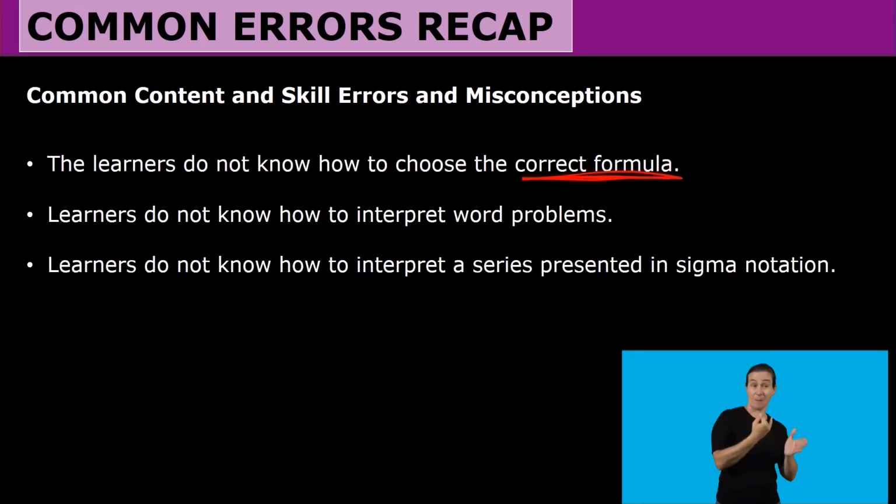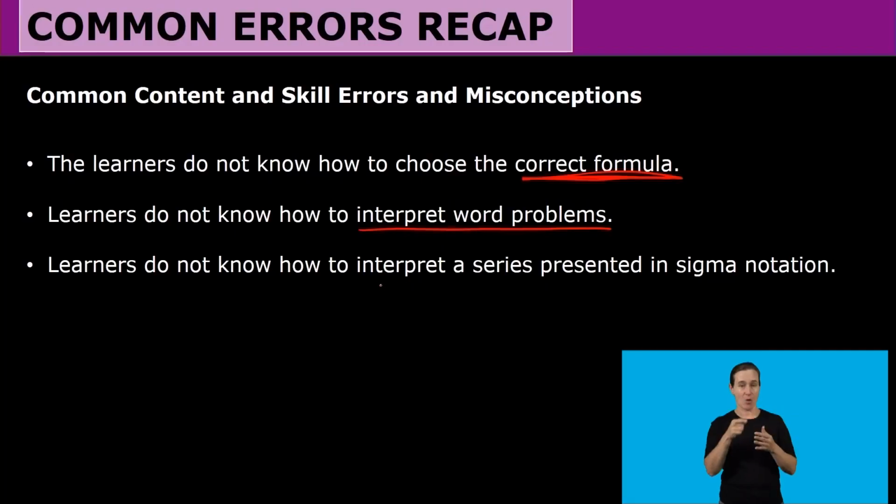Learners do not know how to interpret word problems, so make sure you read those sentences carefully, making sure you pick up every detail that has been given to us in that statement. And again, learners do not know how to interpret a series presented in sigma notation. Remember, when you are presented with a sigma notation, sigma means you are calculating the sum of. And for you to calculate the sum of, you need to determine whether it's an arithmetic or a geometric series. And the only way you can do that is to expand the sigma notation.